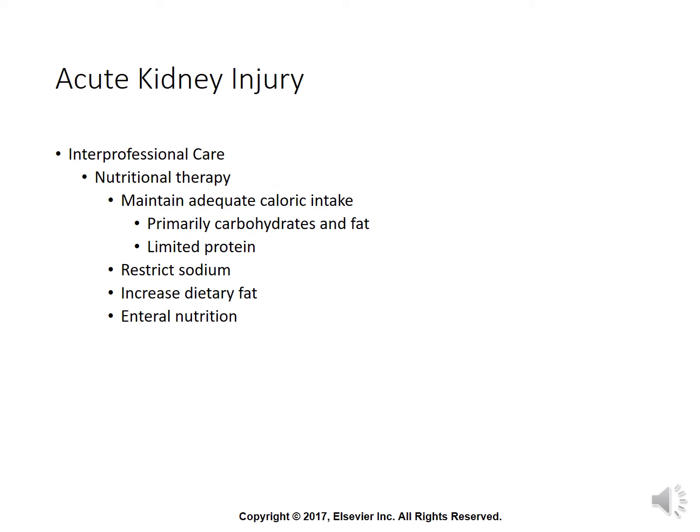So nutrition is really important with all of our acute kidney injury, chronic kidney disease, end-stage renal disease. So that's something that you might want to make like a separate little study sheet just on nutrition, because it's all just a little bit different. So with acute kidney injury, clients need adequate caloric intake. It's primarily going to be from carbohydrates and fat. So they can actually have higher fat content.